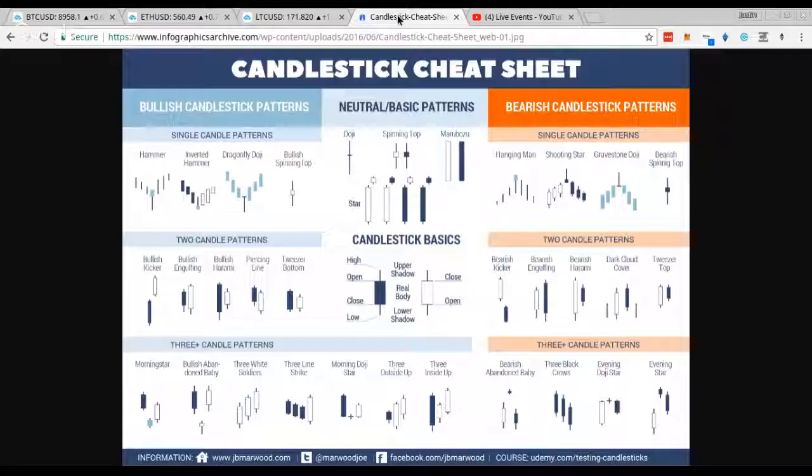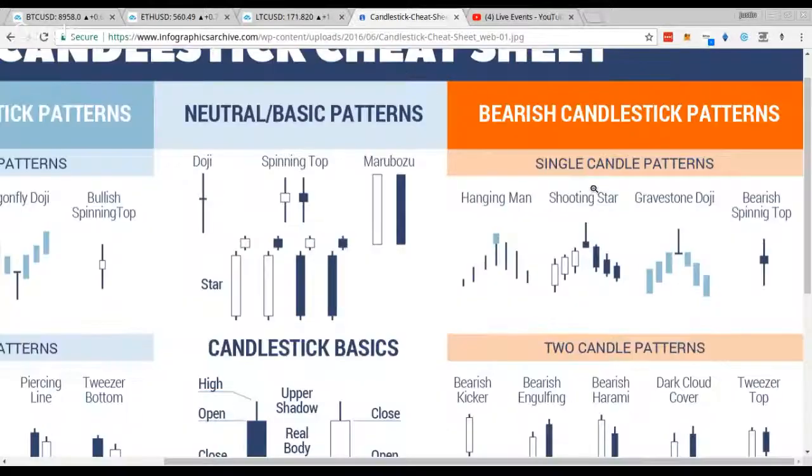So if we pop back over here to our candlestick cheat sheet, we got our bearish candlestick pattern. We're going to look at our shooting star first, or it could be a gravestone doji. Again, you can see that the only thing that differentiates these two in reality is the size of the real body, which is the size of the difference between the open and the close. Here we've got a very little real body, and here we've got a more significant one, although still pretty small.